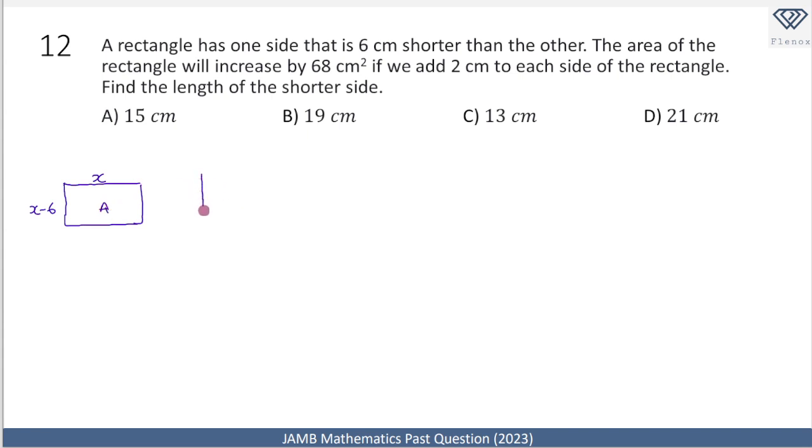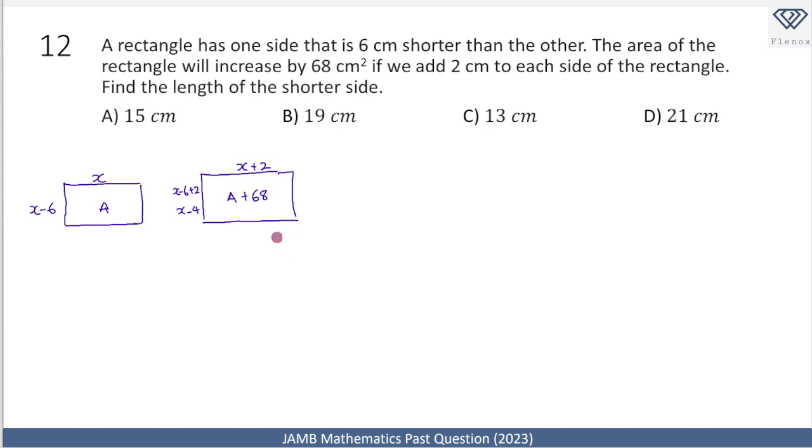Now we're told that, okay, let's draw the same rectangle again. We are told that if we increase the length of both sides by 2 centimeters, that means the length of this side becomes x plus 2, and the length of the other side becomes x minus 6 plus 2, and that is what? x minus 4. So if we increase the length of each side by 2 centimeters, then we are told that the area of the rectangle will increase by 68. So the area, instead of being A, becomes A plus 68.